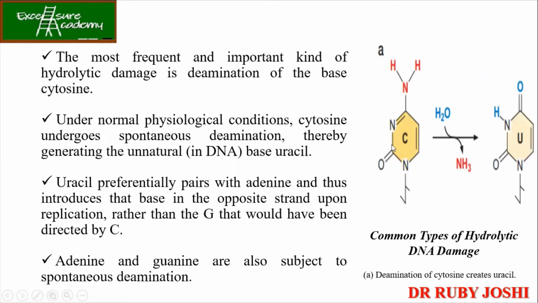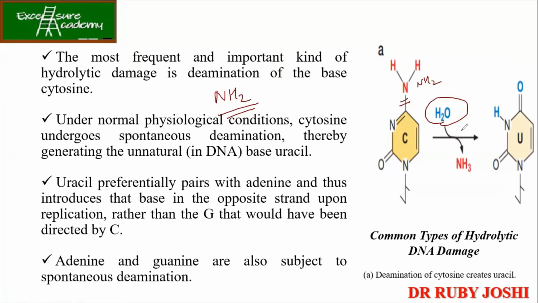Now, let's see the different types of spontaneous damage which can occur to the DNA. The most frequent one is hydrolytic damage, which is the deamination of the base cytosine. What do you mean by deamination, guys? Deamination means you are going to remove the amino group. This is the structure of the cytosine base. You can see that you have the amino group over here. Deamination is hydrolysis, so water is involved.